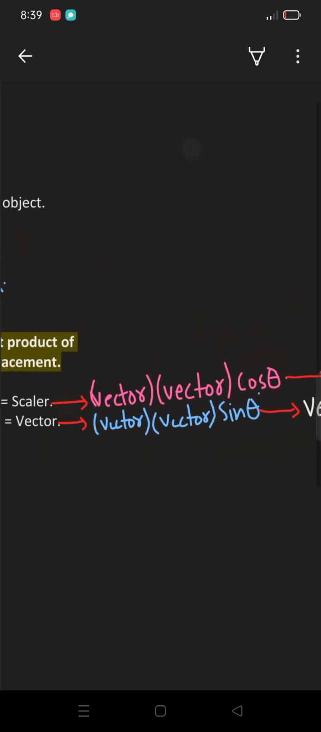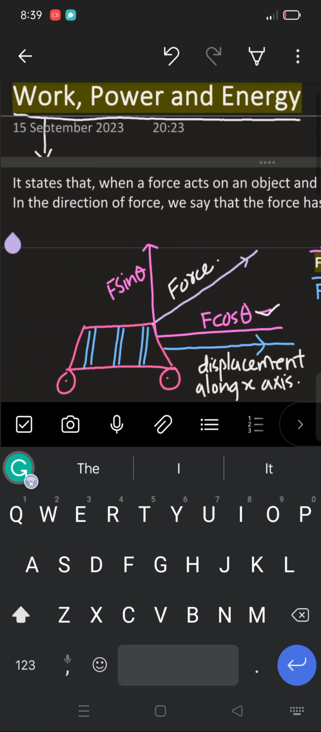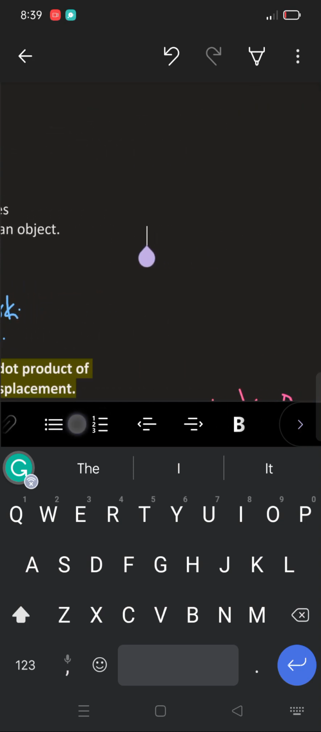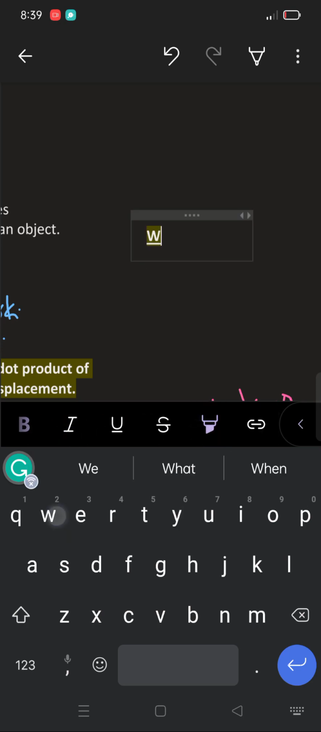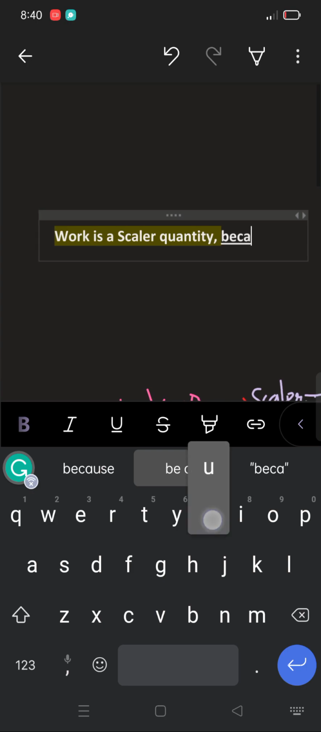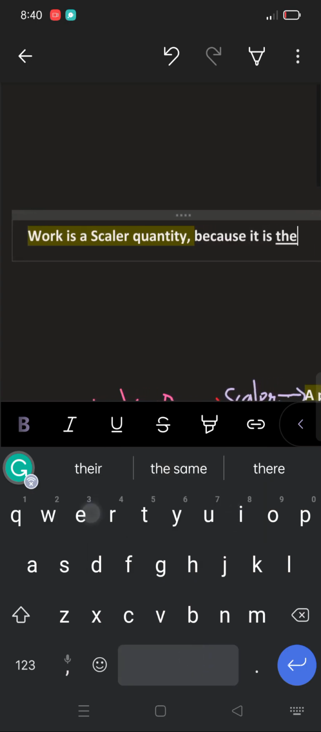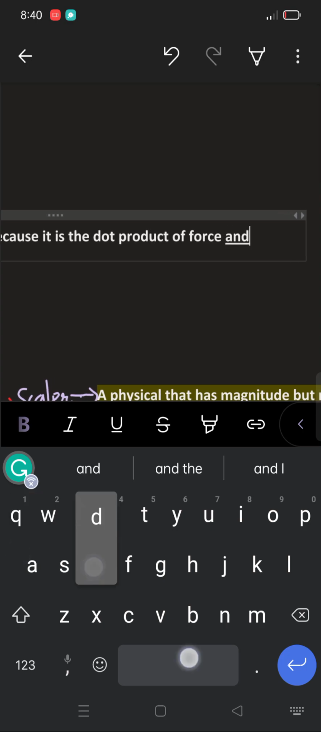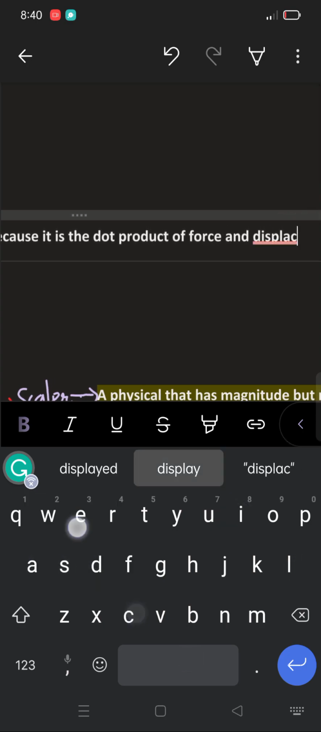So work is actually a scalar quantity. Why is it a scalar quantity? Let me write the reasons as well. Work is a scalar quantity because it is the dot product of force and displacement.